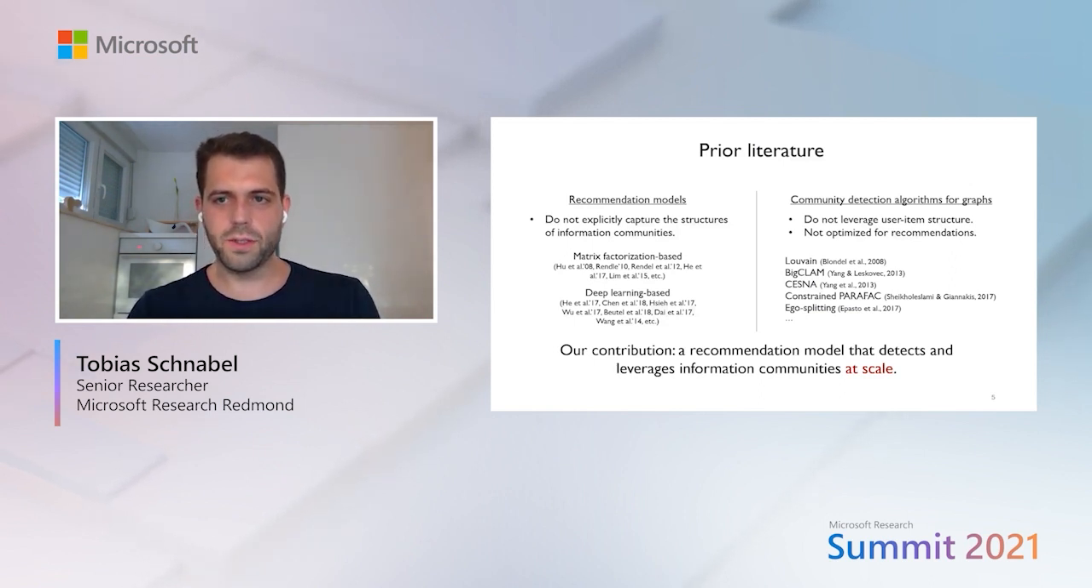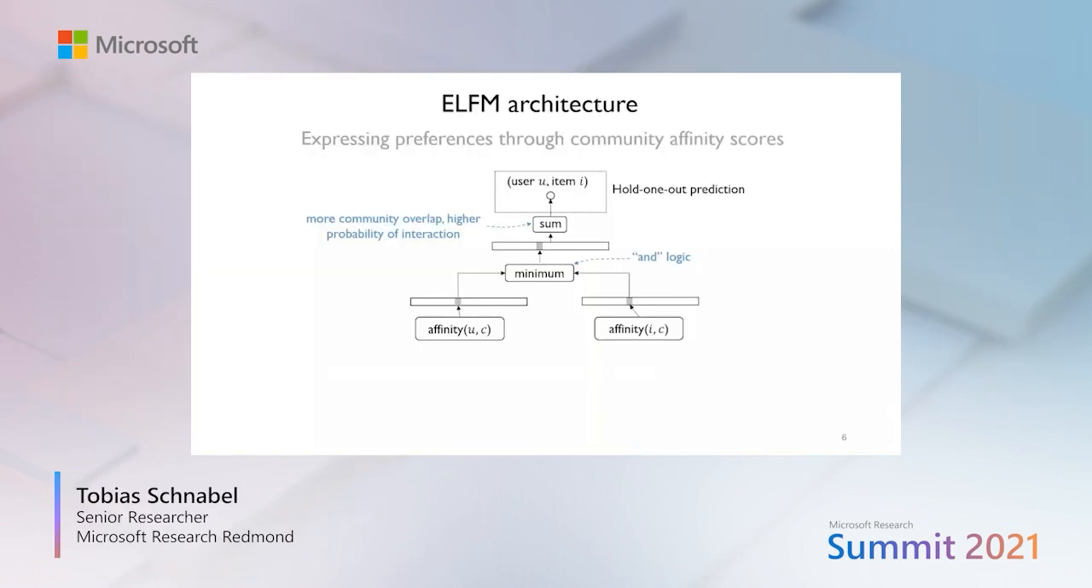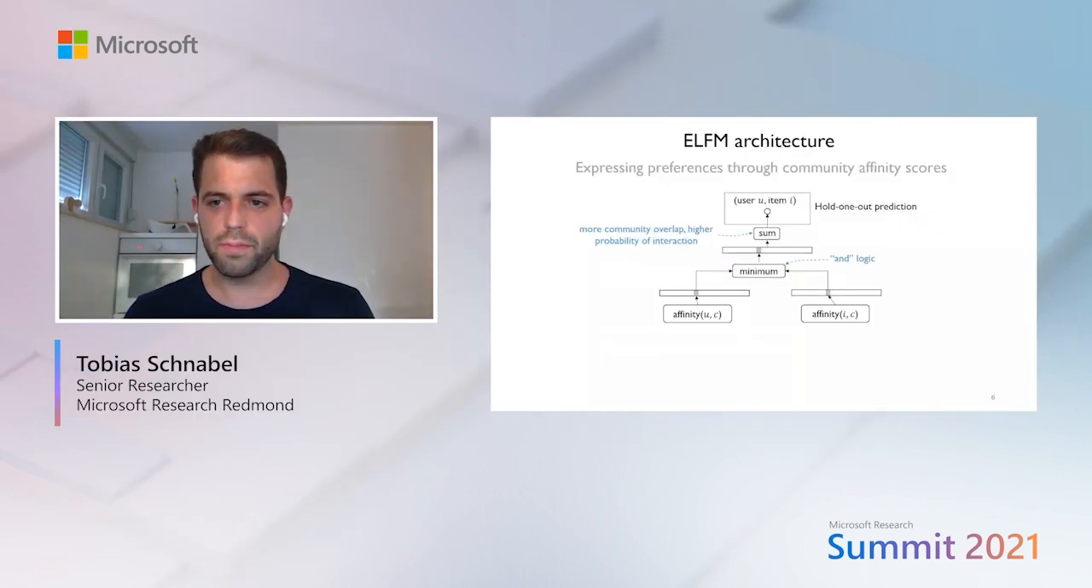So let me jump right into the basic model architecture of our model that we call ELFM, end-to-end local factor model. And at the core of our model are affinity scores that tell us how much a user belongs to a community or how much an item belongs to a community. And these then get combined via a min operator to simulate a soft AND. So an item needs to be associated with a community, and the user needs also to be associated with the same community to really count towards the recommendation.